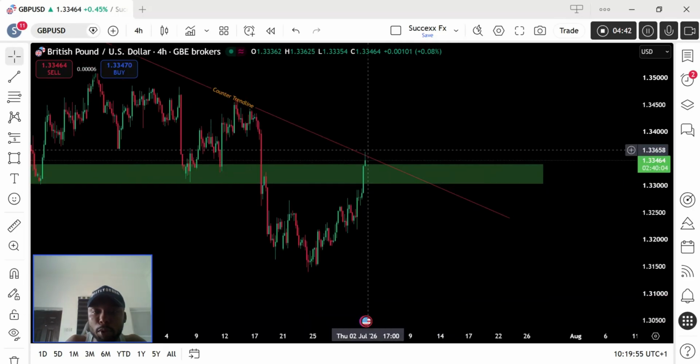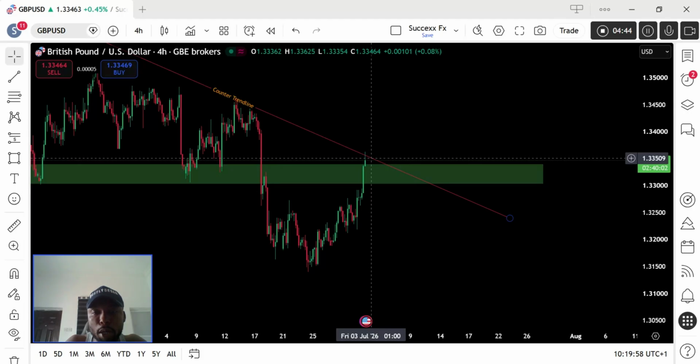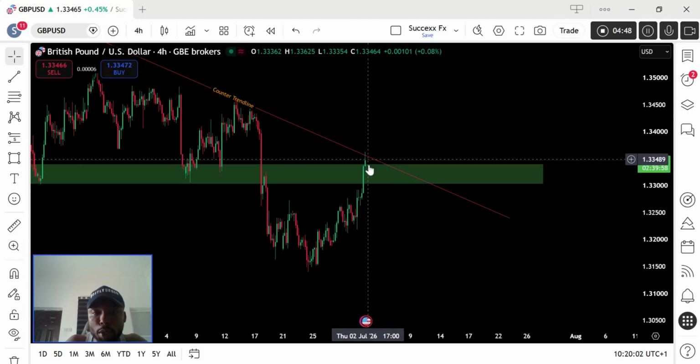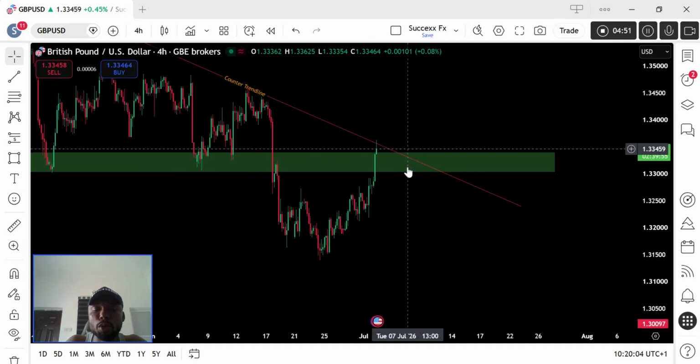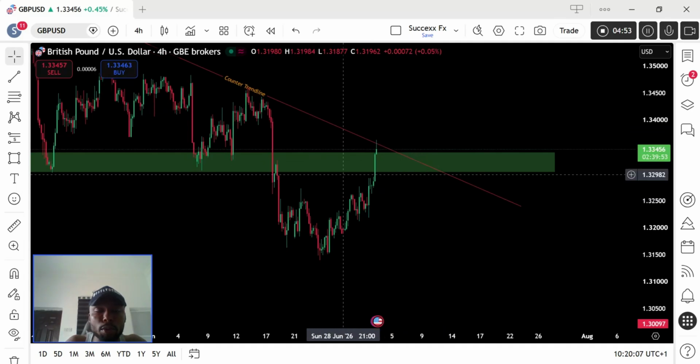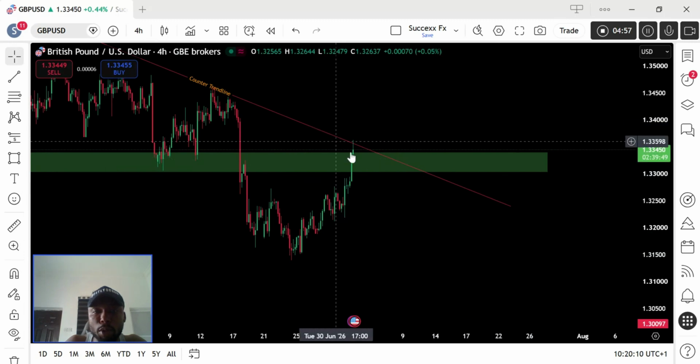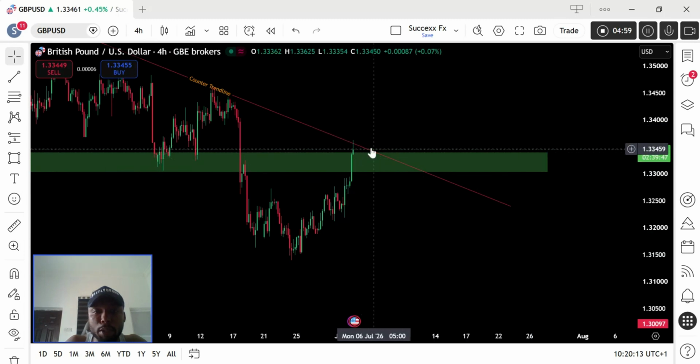If it closes above this counter trend line, we would be extra careful to see what price is trying to do here, right? So until then, we'll stay patient. We'll stay on our hands to see how price is going to behave here, what pattern is it going to form.